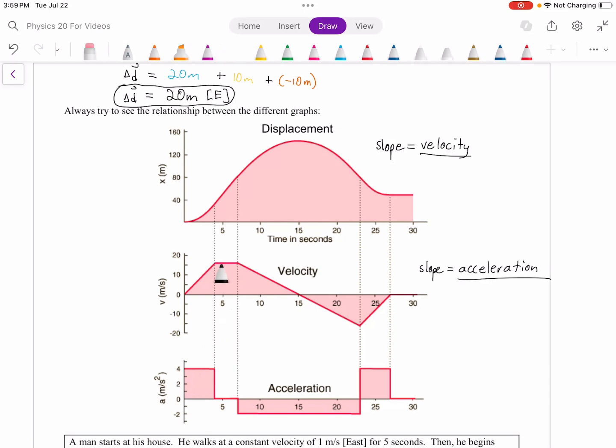Then the velocity doesn't change. It stays constant, so a slope of 0. Well, sure enough, the acceleration is 0 for that interval. Then it actually starts accelerating in the negative direction. We have a negative slope for our velocity. Sure enough, the acceleration is constant and negative. Okay, so always look at those connections between the graphs.